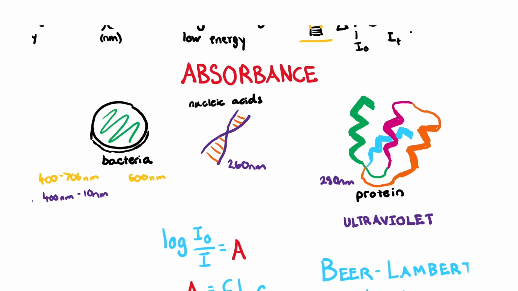And usually when you do these assays, sometimes you'll get a 260 over 280 value, and that is the absorbance of nucleic acids over the absorbance of proteins. And that's sometimes used in your experiments.